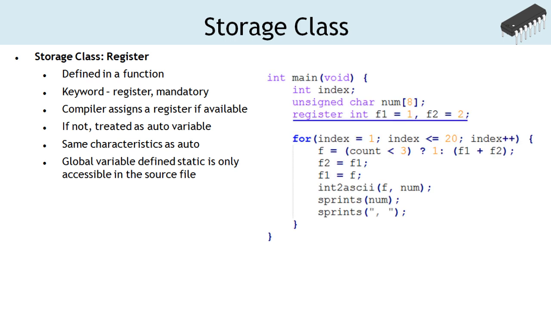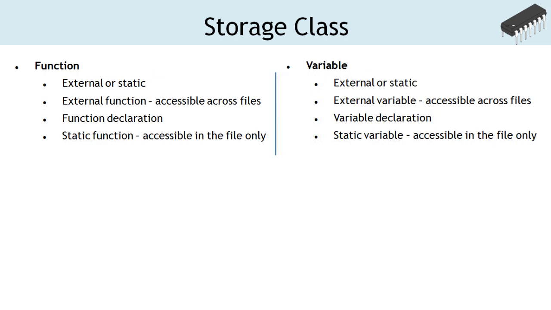The example shown is the variation of the program to print the first 20 number in Fibonacci series. The static variables f1 and f2 defined earlier are defined as register variables and initialized with values 1 and 2 respectively. The storage class specifier extern and static are also used to define the scope of functions and global variables.